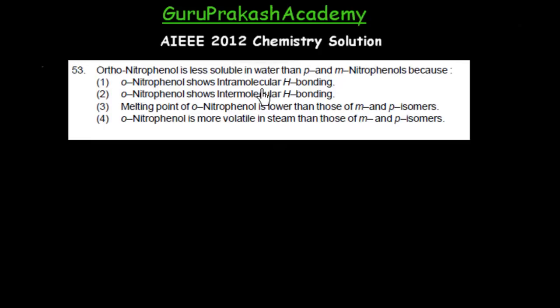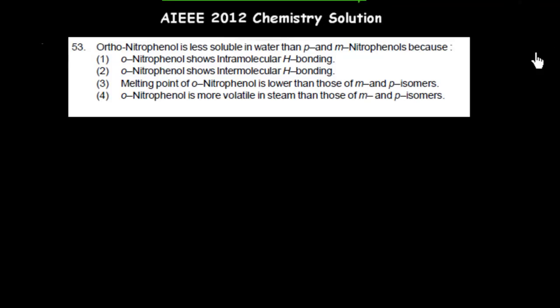Now this is an easy problem. Question says orthonitrophenol is less soluble in water than para and metanitrophenol because. So this is again a case of hydrogen bonding. So let us say you have orthonitrophenol, with an OH group and here you have NO2. So this is your orthonitrophenol.